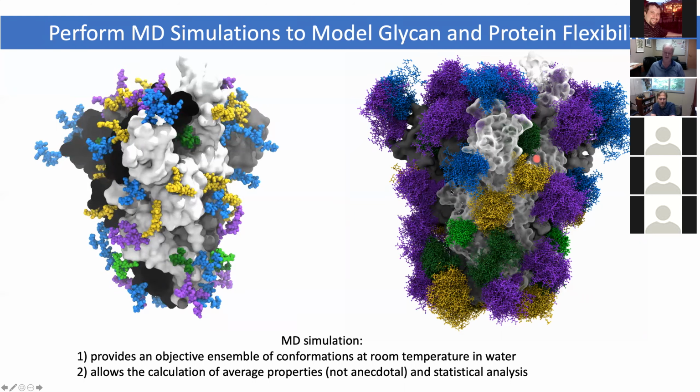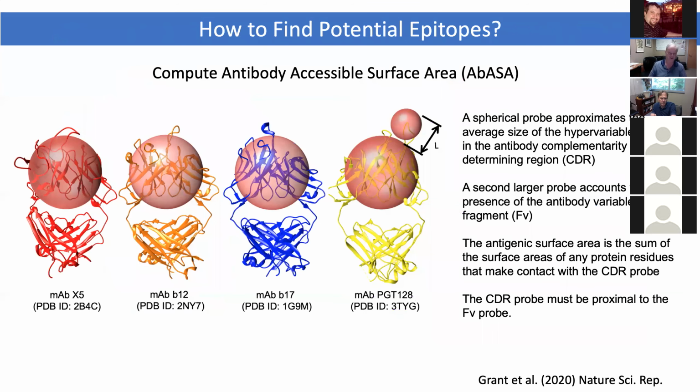The reason we do this is that this ensemble, this video, this collection of shapes is an objective model, whereas any given shape that we arbitrarily put the glycans in to start with is subjective. This is now objective, and it lets us calculate average properties. So we could calculate, for example, the average area of the protein that was exposed to recognition by an antibody in the presence or absence of a particular glycan. And that's exactly what we did for this particular work.